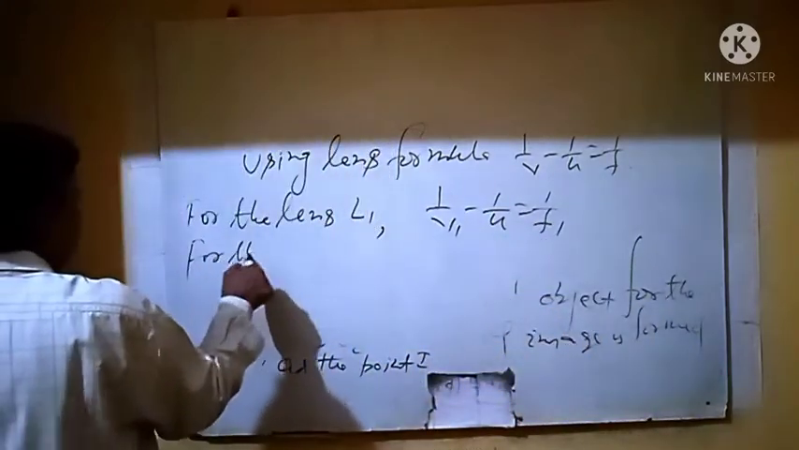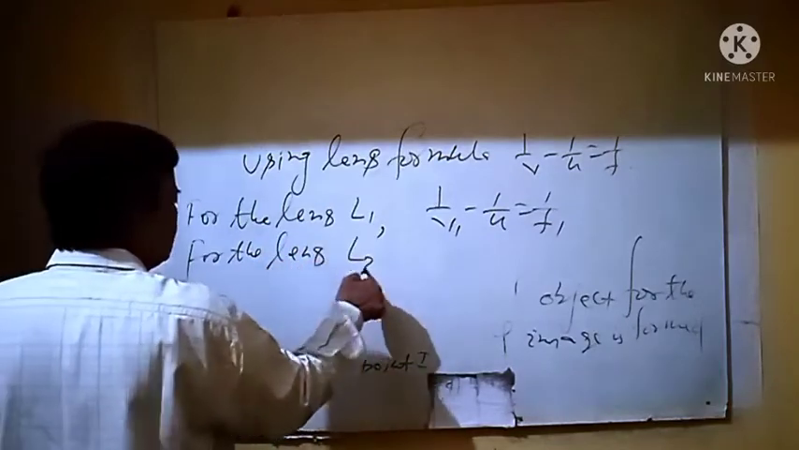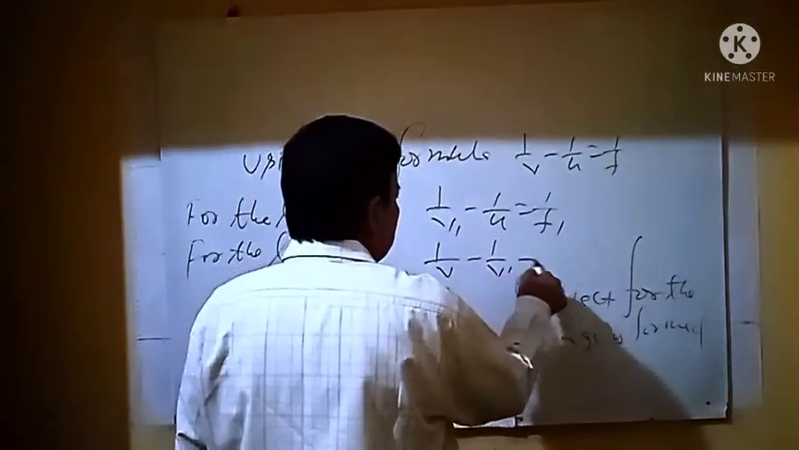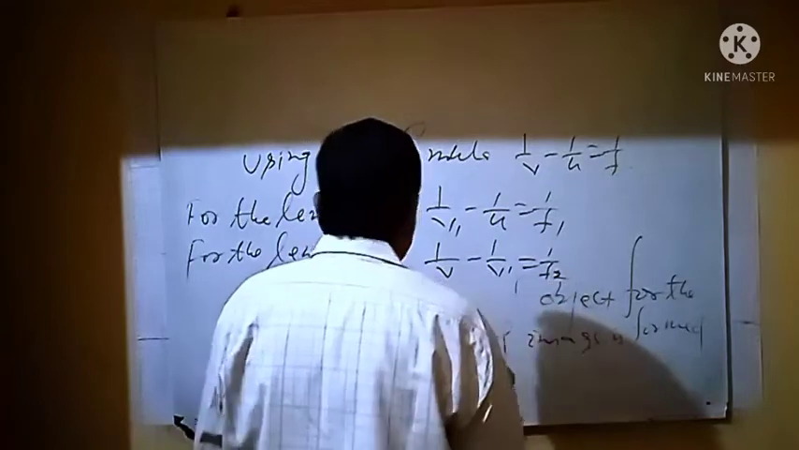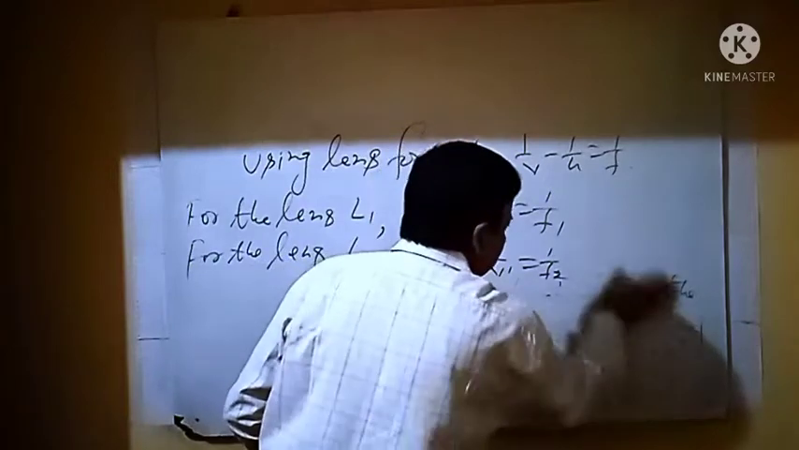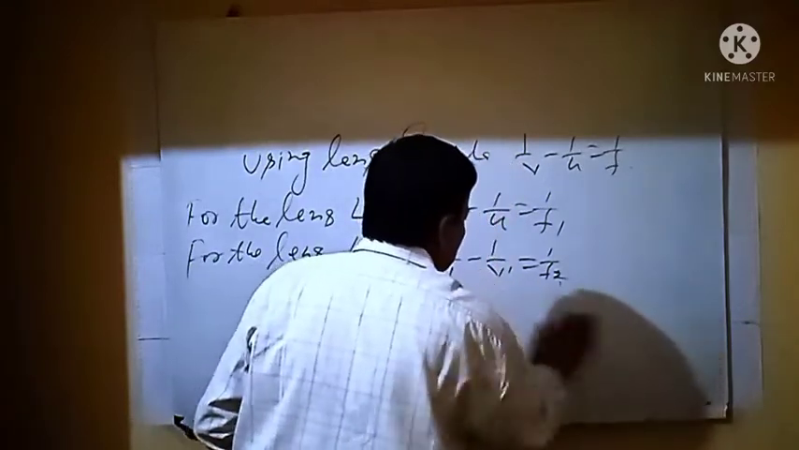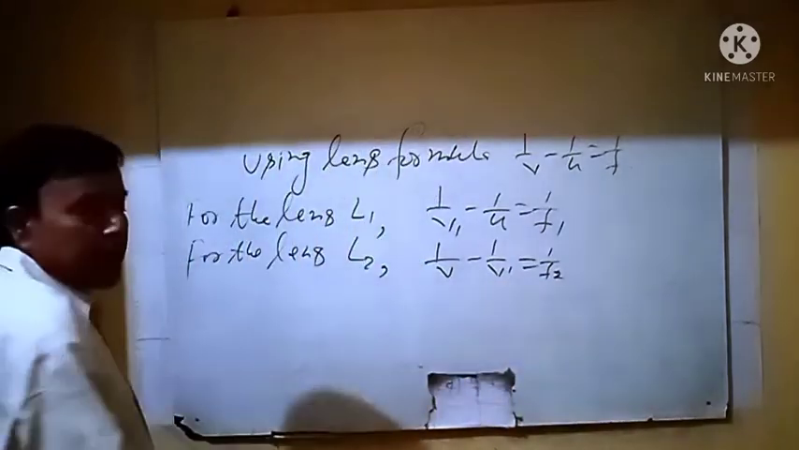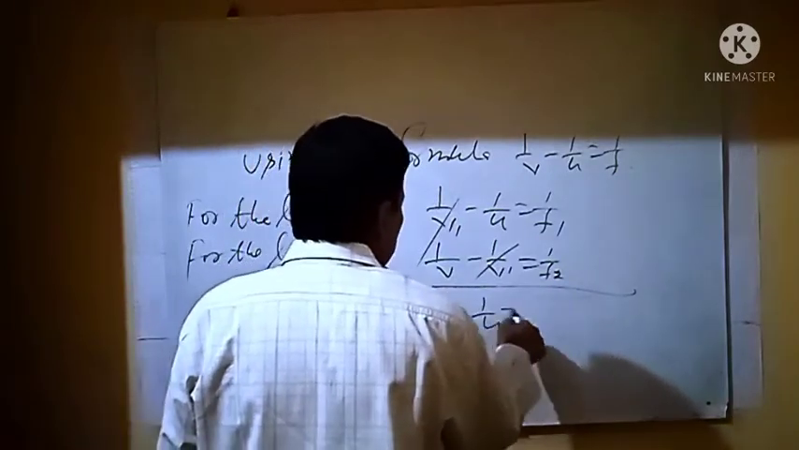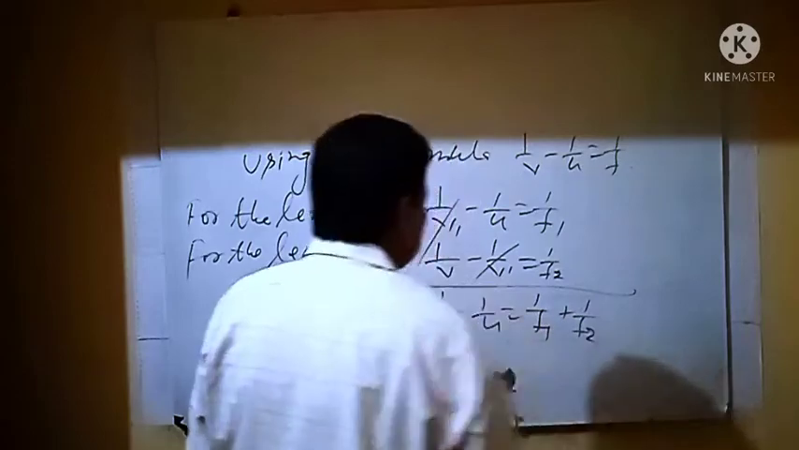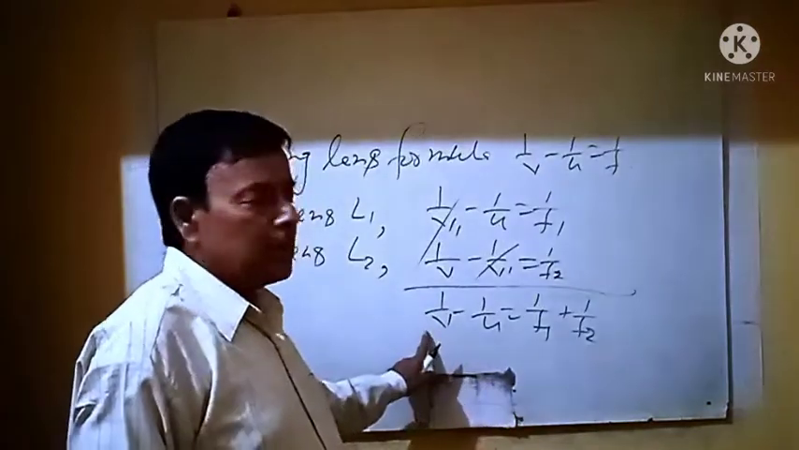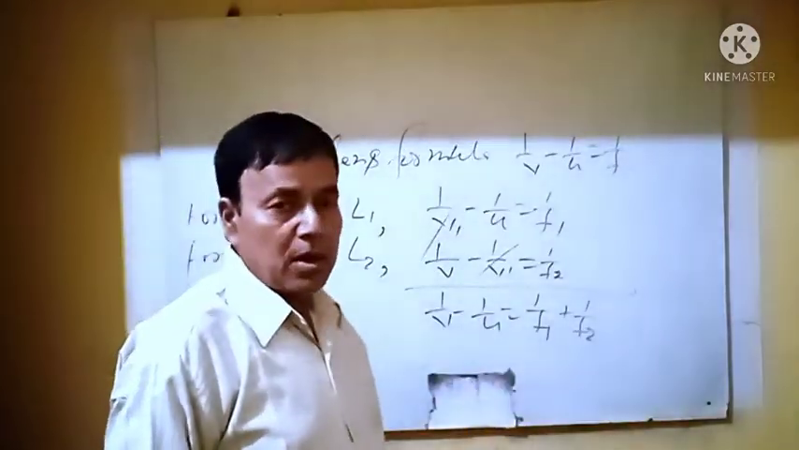For the lens L2, 1 upon v minus 1 by v dash is equal to 1 by f2. Both will be added to each other. So both will be added, and we get 1 upon v minus 1 by u is equal to 1 by f1 plus 1 by f2. If f is the focal length of the equivalent lens, the final image will be v, the object distance will be u, and the focal length will be f.